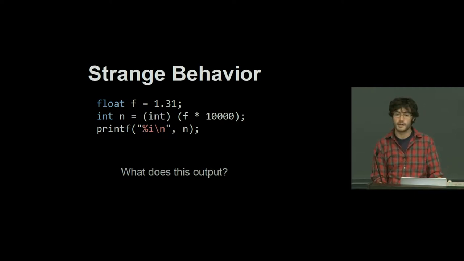Yeah? So the casting happens after anything else? Because I have this in parentheses, it does this multiplication before it does this casting. If there were no parentheses, I think it would cast first, yeah, which would be 10,000. Anything else? Cool.